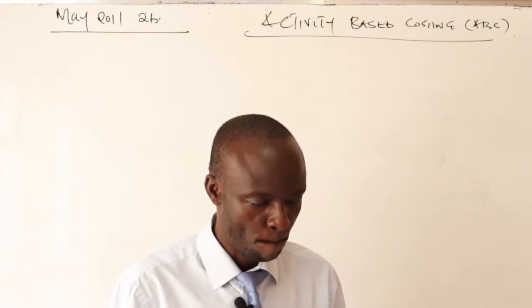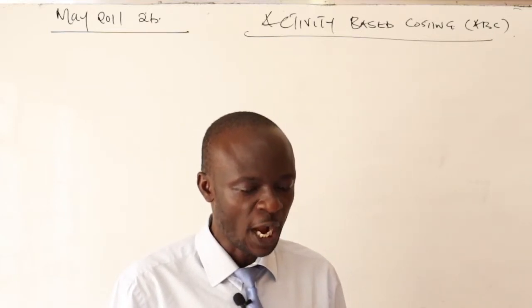The question reads: Muungano Limited manufactures 4 products branded A, B, C, and D. The company operates the traditional absorption costing system. The production manager has suggested that the company should adopt the activity-based costing system in determination of the cost per product. The following information relates to the month of April 2011, products A, B, C, and D.